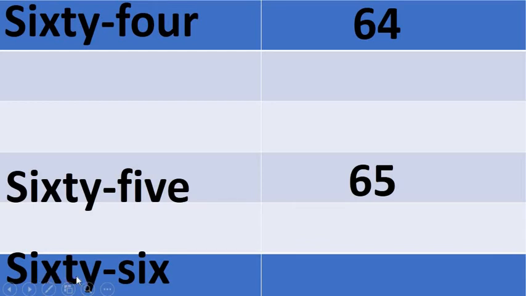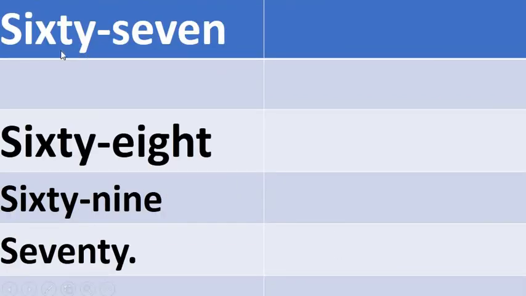SIXTY 60, SIX 6, 66. How can we write 66? 66. SIXTY 60, SEVEN 7, 67. How can we write 67? 67.